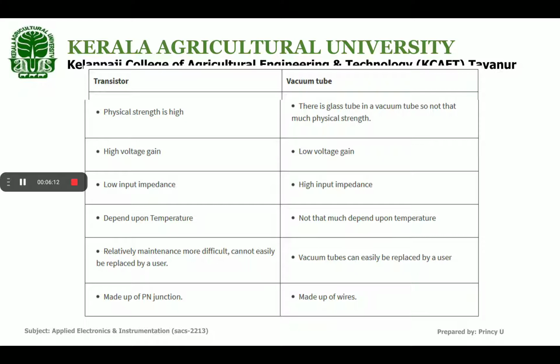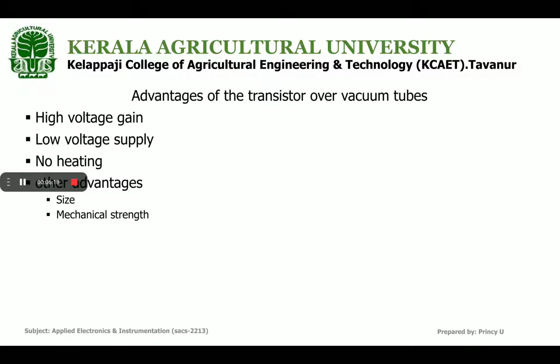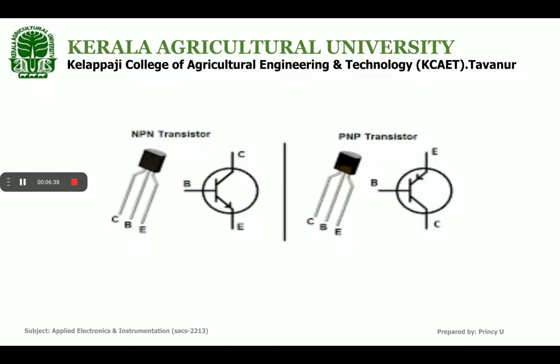A transistor is made up of a PN junction, but vacuum tubes are made up of wires. The other advantages of the transistor over vacuum tubes are high voltage gain, which is the most important one, low voltage supply needed, no heating needed, small size and high mechanical strength. Now we are going to the topic transistor. We always said that the transistor has 3 terminals. So in a top view, when we see a transistor, let us see.